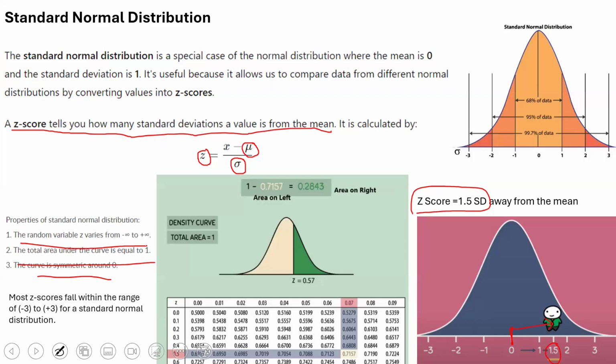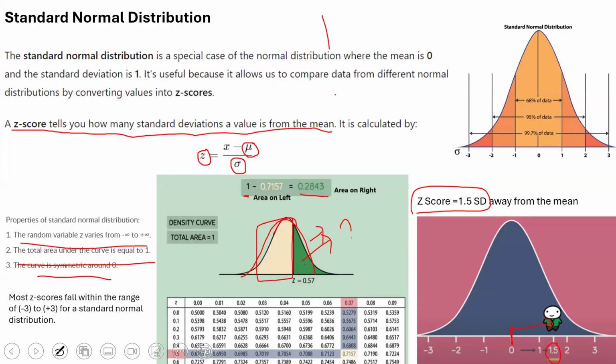Okay, so now you understand what a Z score is. A Z score just gives us how many standard deviations away from the mean a point is. From the Z score table, you can calculate the area under the curve of a standard normal distribution. If you want to calculate the area of the other part, you just subtract that from 1 because the total area is 1 and you know the area of this part.